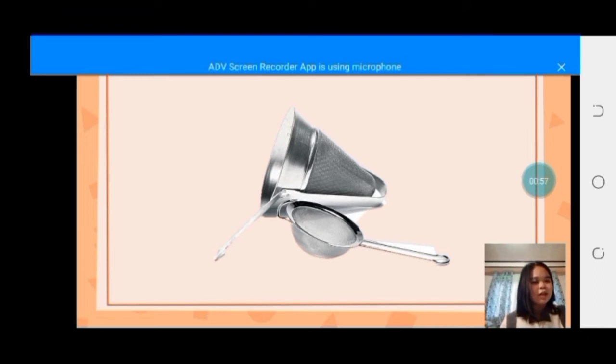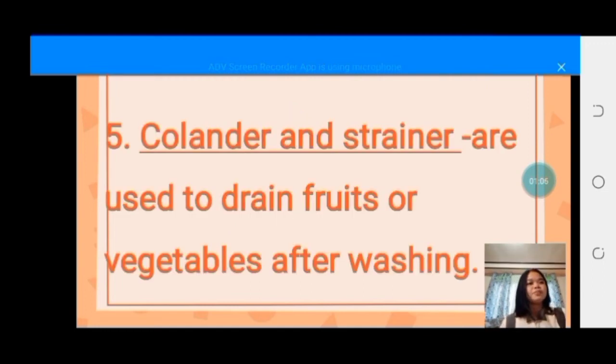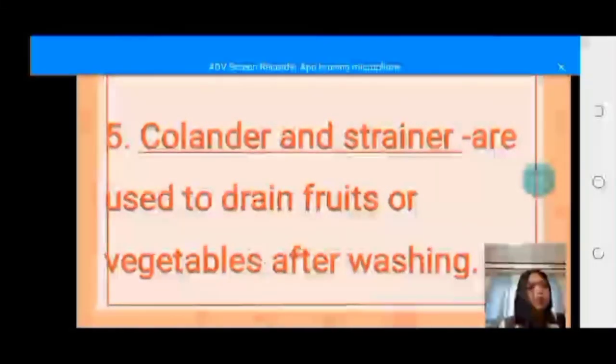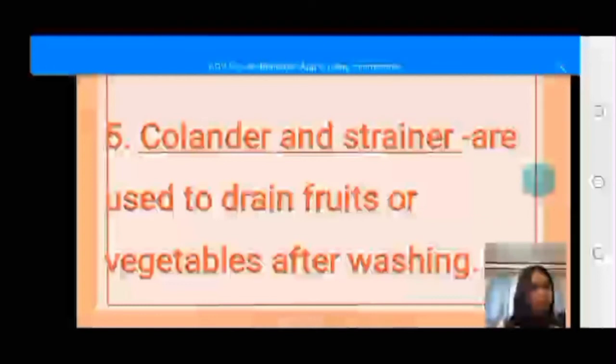What have you observed, class? What is this? It is? Yes, very good. It is a colander. Okay, class, who can read? Colander and strainer are used to drain fruits or vegetables after washing. So, meaning colander, class, after you wash your fruit, you must use a colander and strainer.